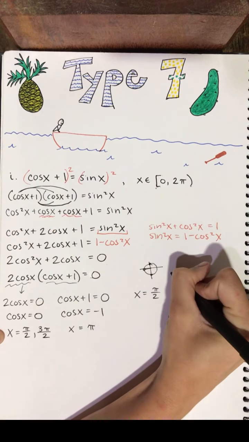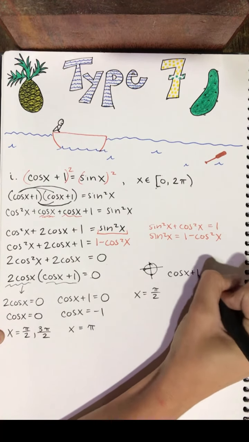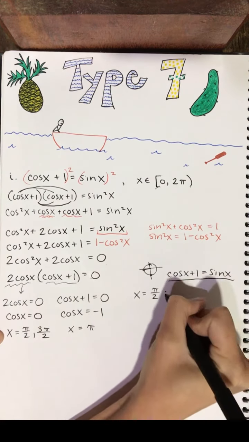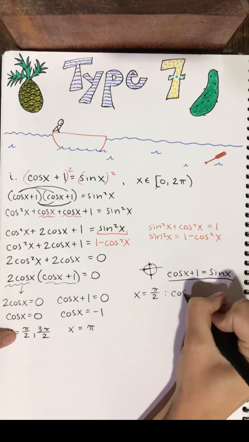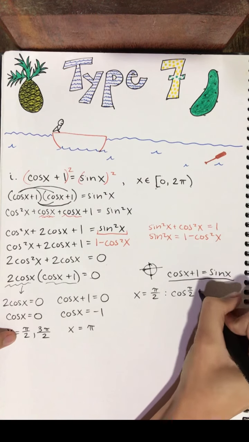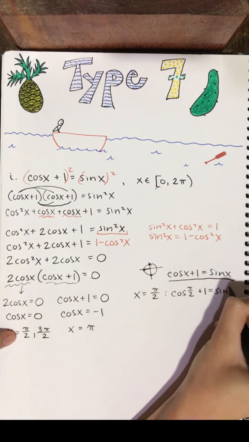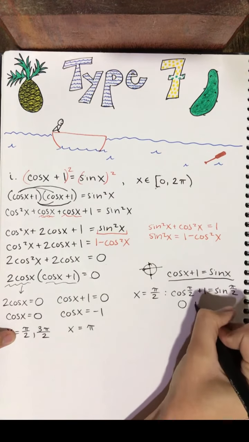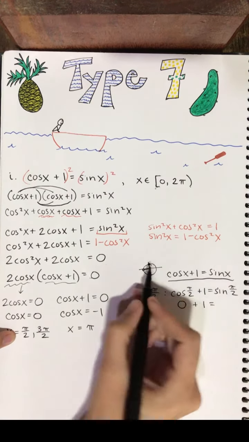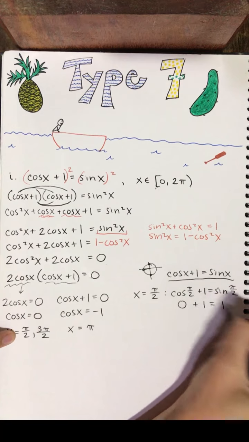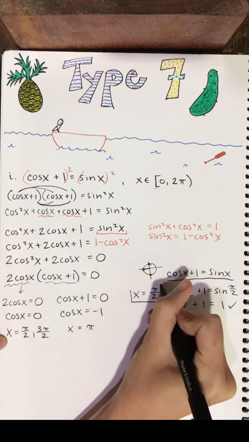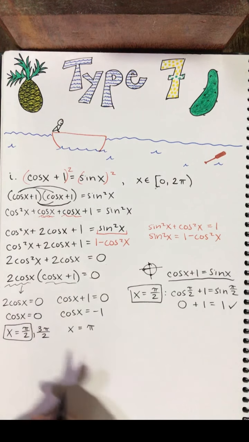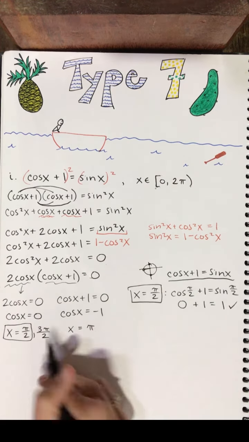And remember, we're plugging it into cosine of x plus 1 is equal to sine of x. Okay? If we plug that in, we've got cosine of pi over 2 plus 1 is equal to sine of pi over 2. Well, cosine at pi over 2 is 0 plus 1, and sine of pi over 2 is 1. 0 plus 1 is 1, so that is true. So this is an actual solution, okay? Pi over 2 works. Let's see if 3 pi over 2 works.